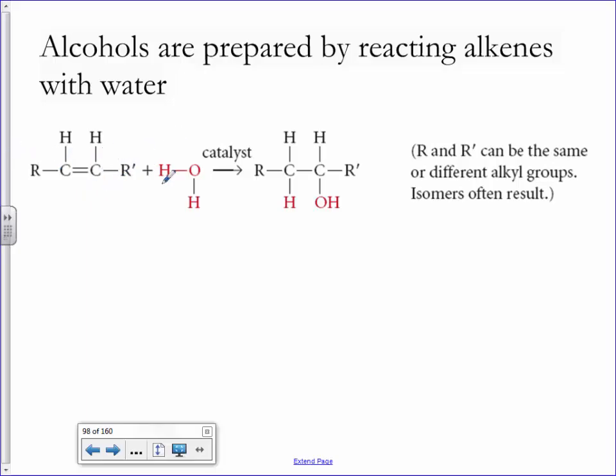I don't know how many more. There could be 7 more carbons in each direction, there could be 1 more carbon. We don't really care. But take some sort of double bonded molecule, add water. Well, what's water made of? H and OH. Put the H in one location, put the OH in the other location, and now you have yourself this little alcohol functional group. That makes sense?